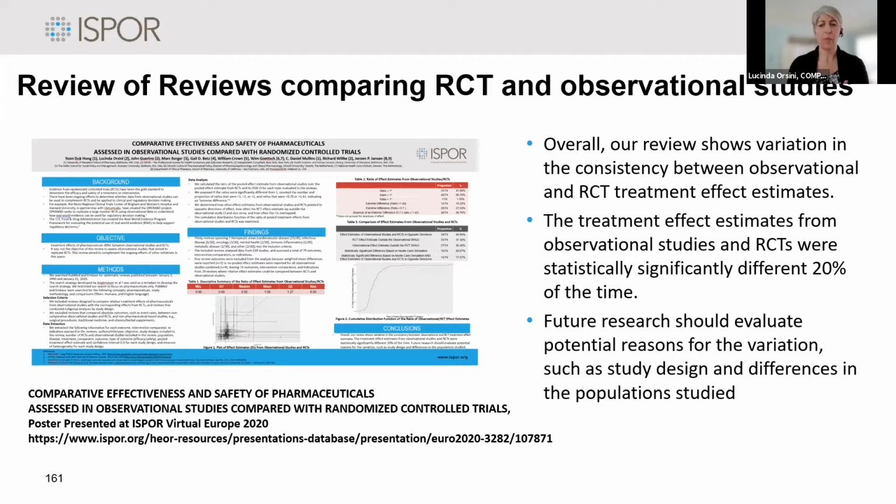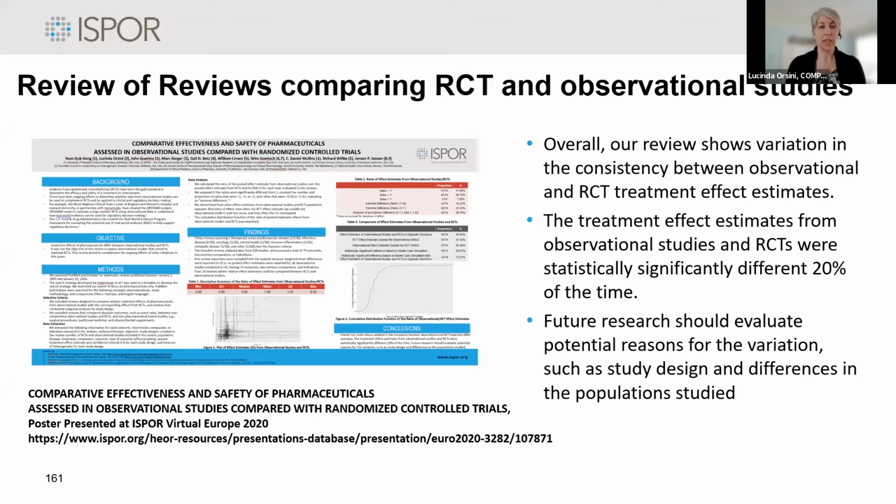We focused on pharmaceuticals only, and we used search criteria that were looking at reviews that were designed to compare relative treatment effects of pharmaceuticals from observational studies and had corresponding effects from clinical trials. And so these are wild type observational research, things that are out there that weren't necessarily designed to replicate. And what we found is that there is variation in the consistency between observational and clinical trial treatment effect estimates. So, about 20% of the time, there is a statistically significant difference between the relative treatment effect that you're finding between these two types of studies.